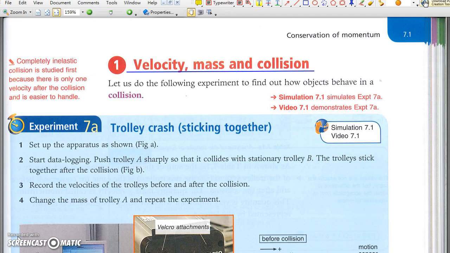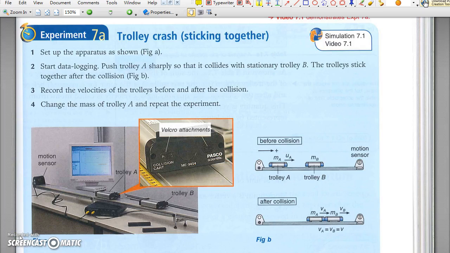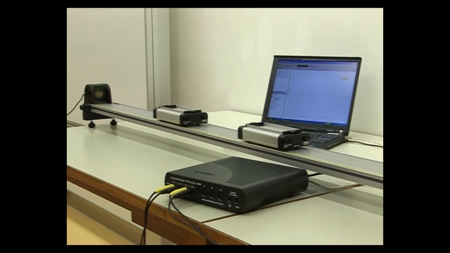1. Velocity, mass, and collision. Experiment 7a is a typical collision. It will show what conservation of momentum means. Let's start the experiment right away. In this experiment, we will investigate the change in total momentum and kinetic energy in a sticky crash.